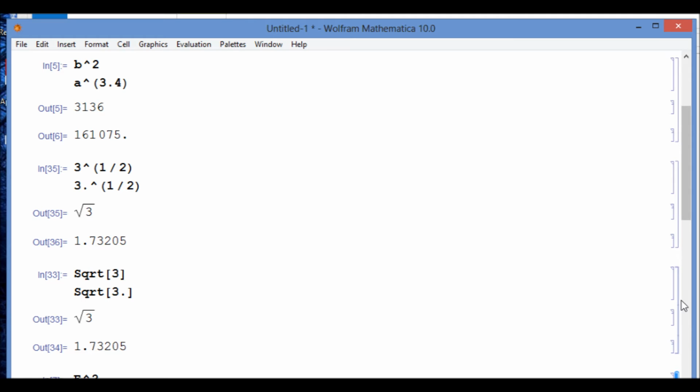It also has the built-in command Sqrt for square root. Notice that we use brackets for this command, since it is a built-in command. However, in the above exponential expressions, there isn't any command used, so we use parentheses.